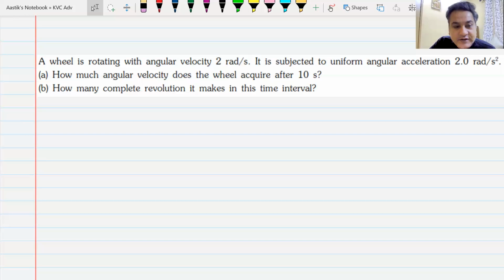A wheel is rotating with an angular velocity of 2 radians per second. It is subjected to a uniform angular acceleration of 2 radians per second squared. What angular velocity does the wheel attain after 10 seconds? How many complete revolutions does it make in the complete time interval? Sir, angular velocity is 22 radians per second. Okay. Revolutions we are doing, one minute. Okay.